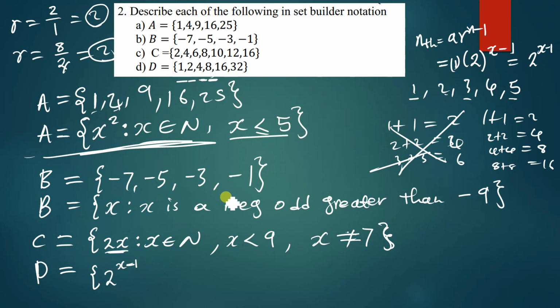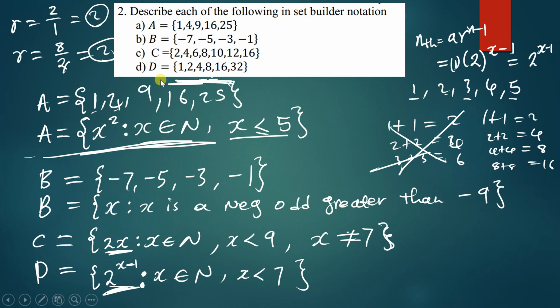The same way I found this, you can also use it to find this 2^(x-1) here on part D. So 2 to the power x minus 1, such that x is a member of what? Natural numbers. But these natural numbers are supposed to be less than what? 7. So we say x should be less than 7. If you put any natural number that is less than 7 in this expression here, the resulting set will be set D. You can try it out.